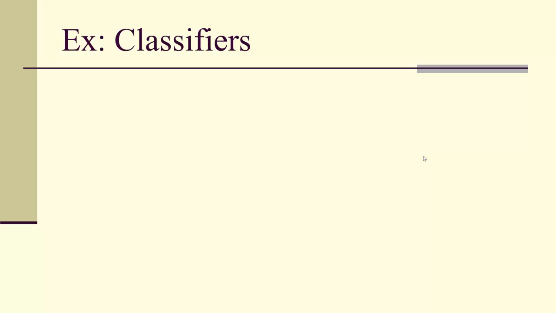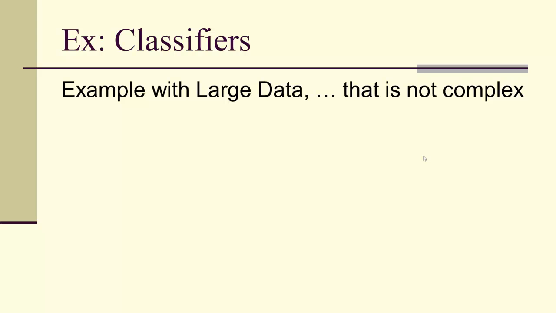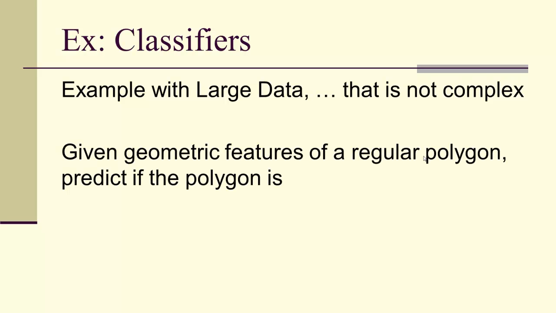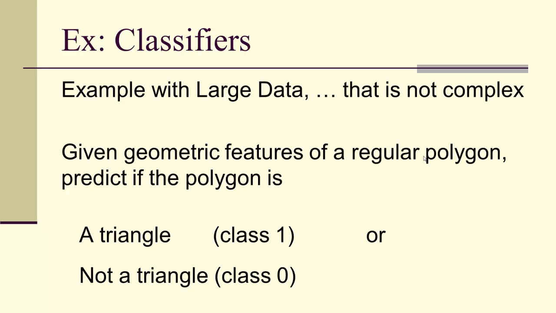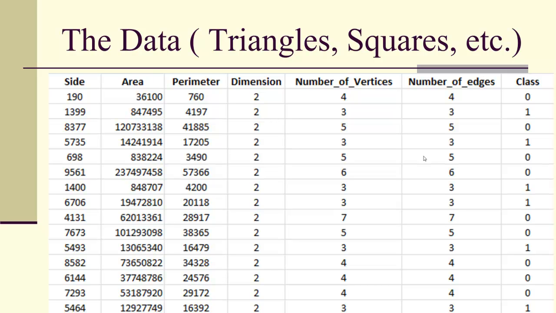For example, let's look at a classifier where we have very large data, but the data is not complex. So our machine learning problem is, given the geometric features of a regular polygon, predict if the polygon is a triangle, which we'll call class 1, or not a triangle, which we'll call class 0. Here's the data. Notice that we have things that are class 0 and things that are class 1. It's pretty easy to see which ones are the triangles. They're the ones with 3 vertices.